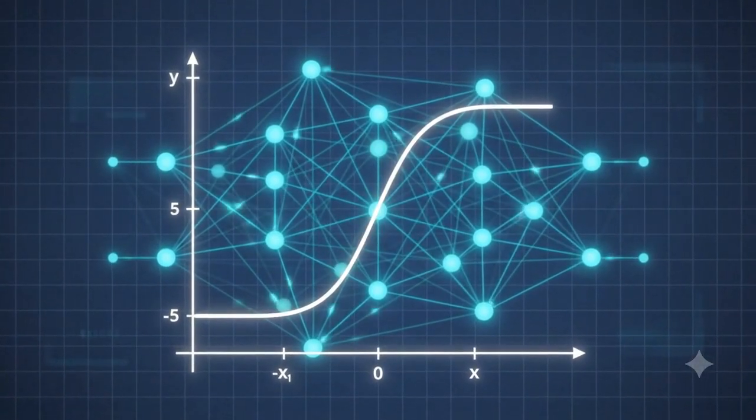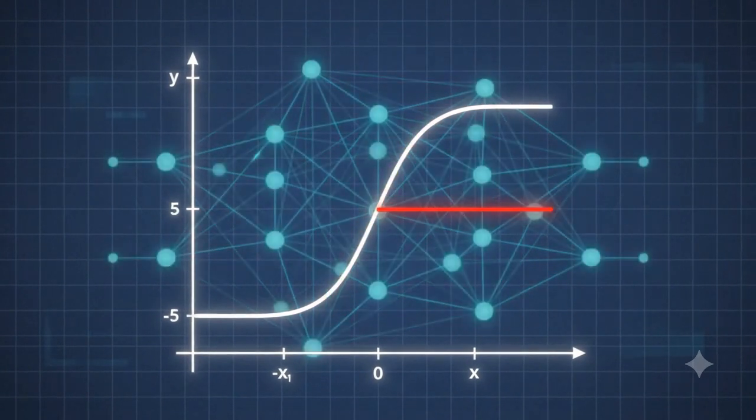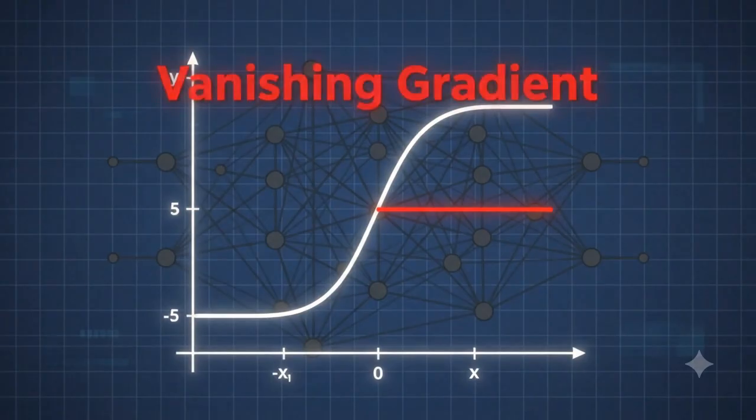But sigmoid has a deadly flaw. When input is very high or very low, the gradient becomes almost 0, causing the vanishing gradient problem.